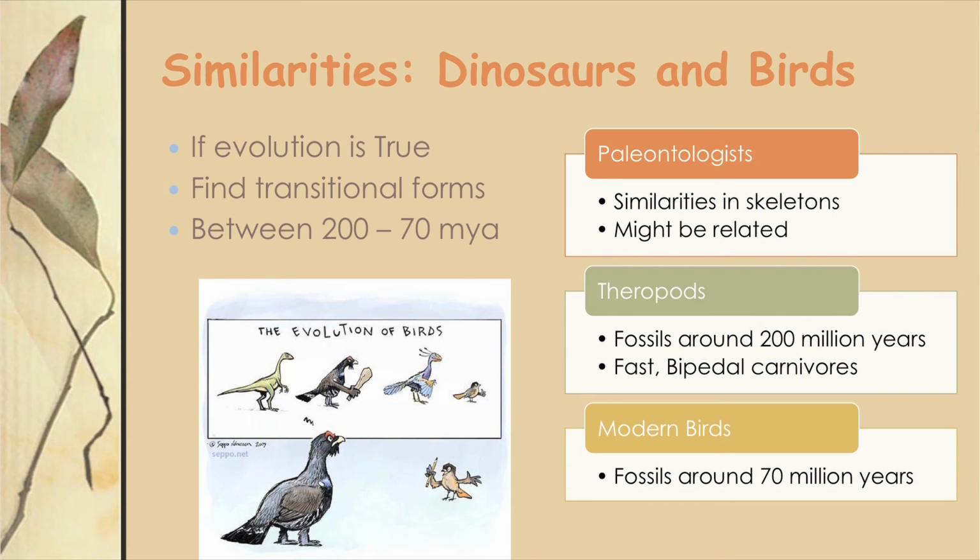Paleontologists discovered modern bird fossils right next to 70-million-year-old rocks. Therefore, if evolution was true, you would be able to see transitional forms between the 200-million-year-old rocks and the 70-million-year-old rocks. And sure enough, their suspicions were correct.